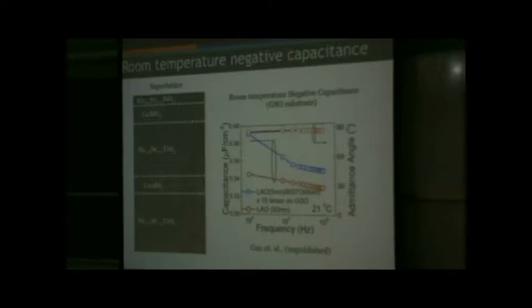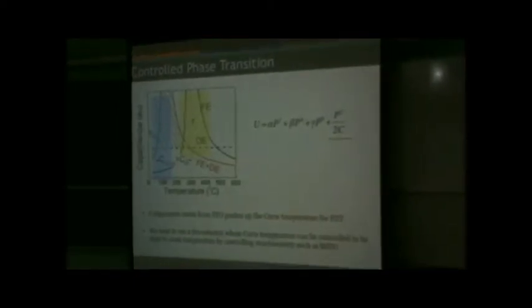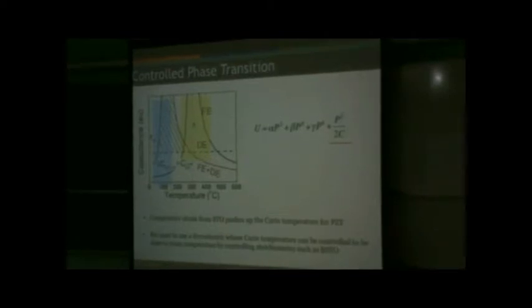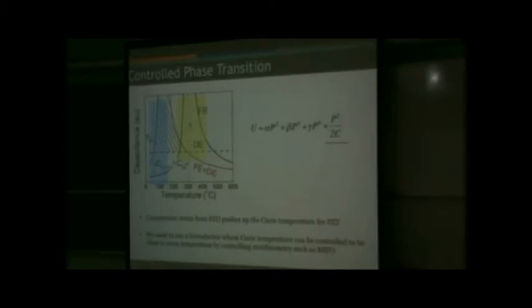That's the idea. Now, one thing I wanted to point out, and Suman actually pointed this out very well for VO2 systems: if you think about it, this is actually a controlled phase transition. That is what we are trying to do. Because again, if you look at the energy of the ferroelectric, up to the third term, this is what the ferroelectric has.